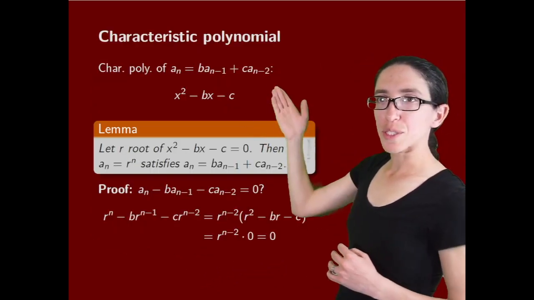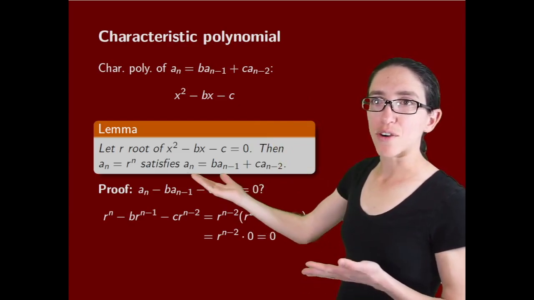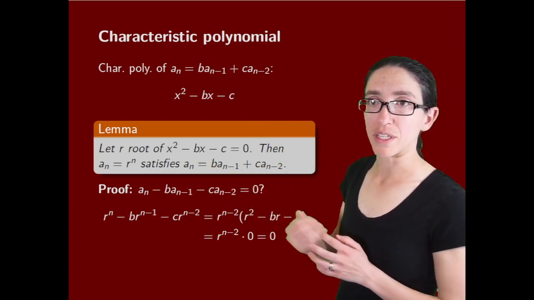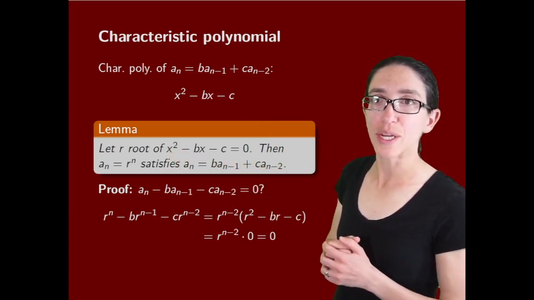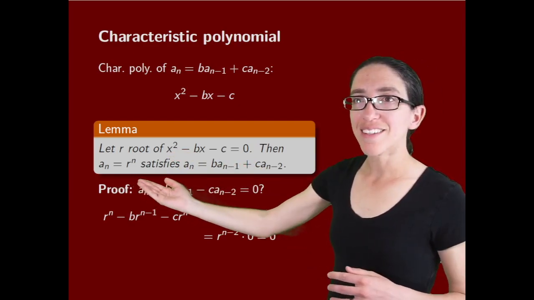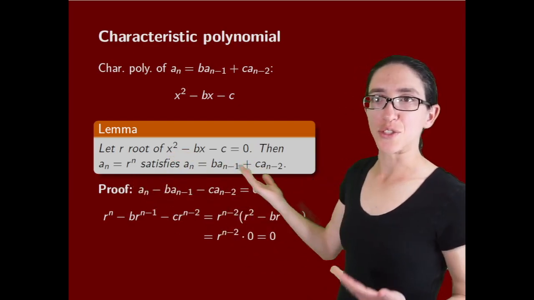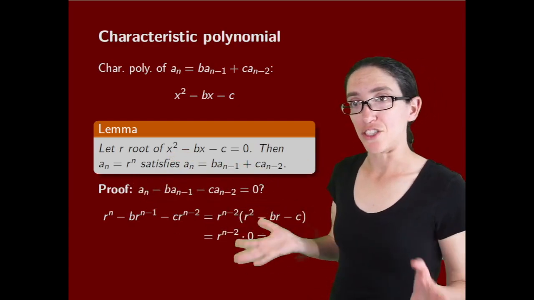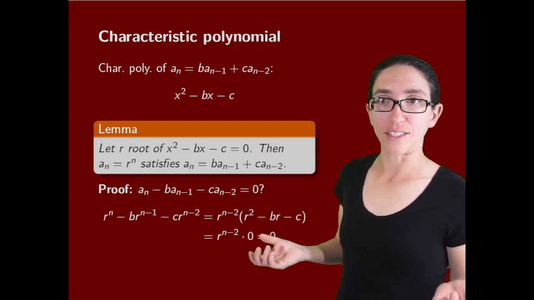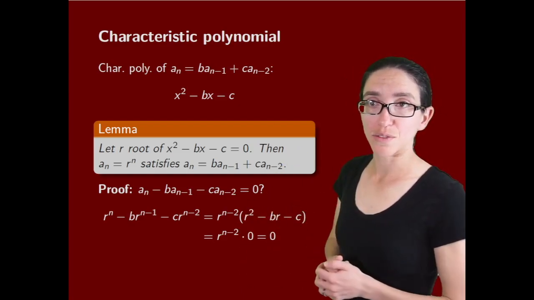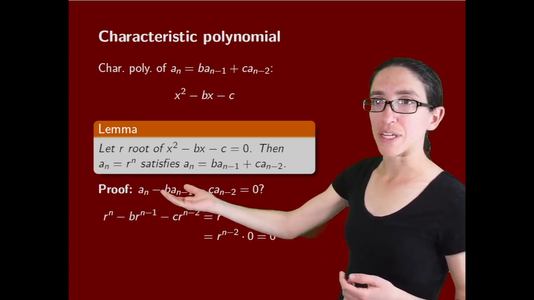So here's the characteristic polynomial, and our lemma is that if r is a root of the characteristic polynomial, meaning it satisfies this equation, then r to the n is a function that satisfies the recursion. It might not satisfy the initial conditions you're looking for, but at least it is a solution for the recursion itself. And the proof is really just plugging into the recursion.